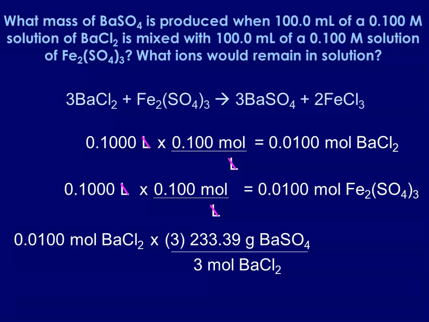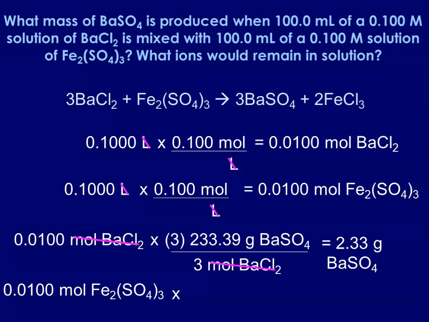So moles always gets 1 times its coefficient. The grams of barium sulfate gets its molar mass times its coefficient. When the moles of barium chloride cancel out, you're left with 2.33 grams, and that fits for our sig figs, 3 in our moles and 5 in our molar mass.